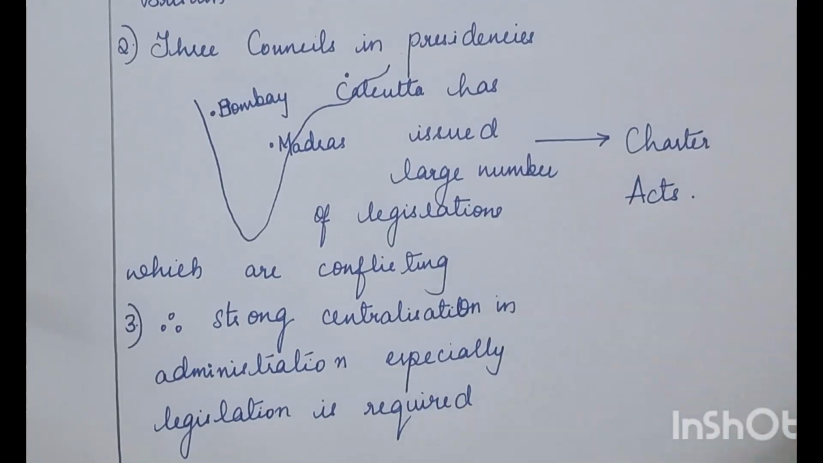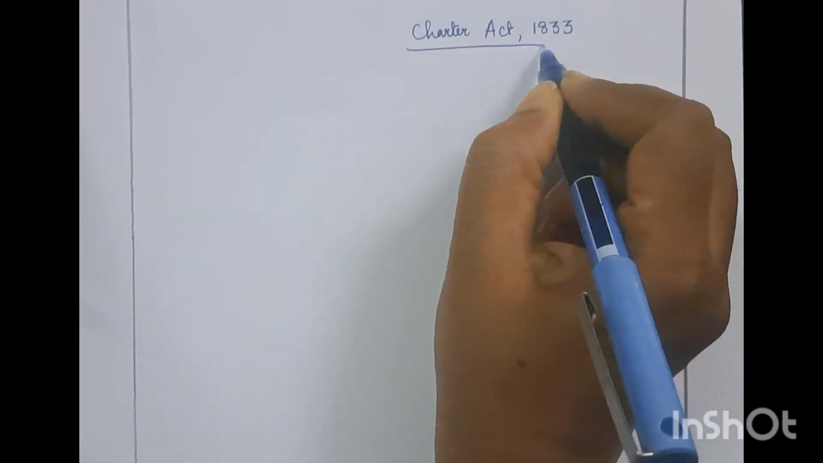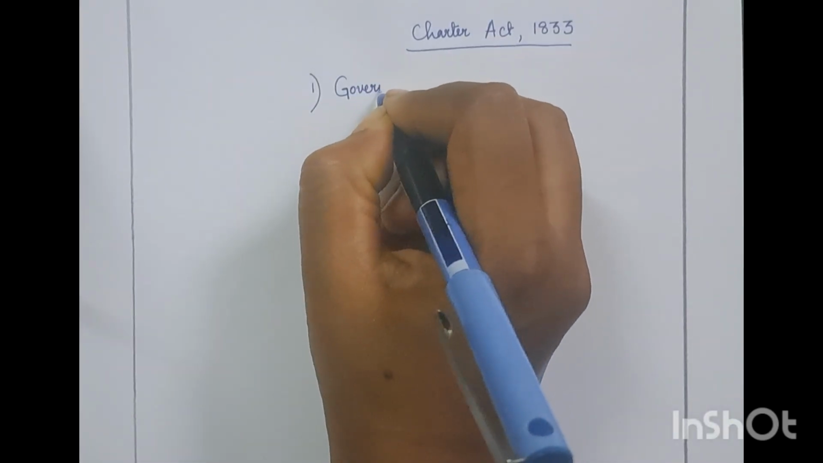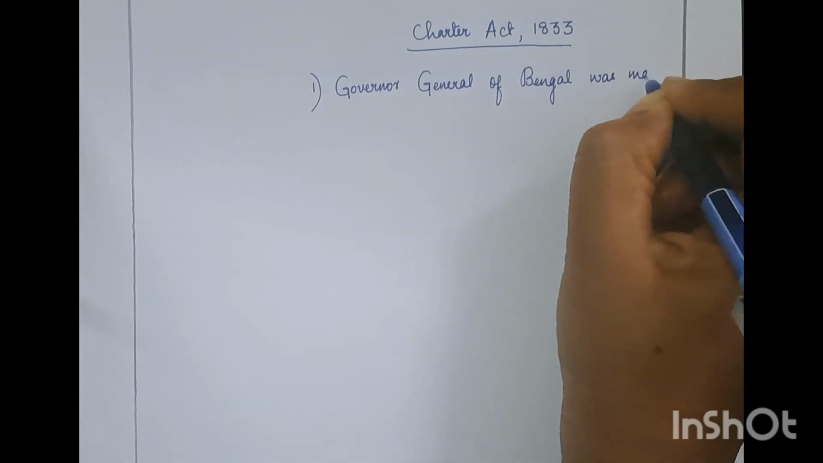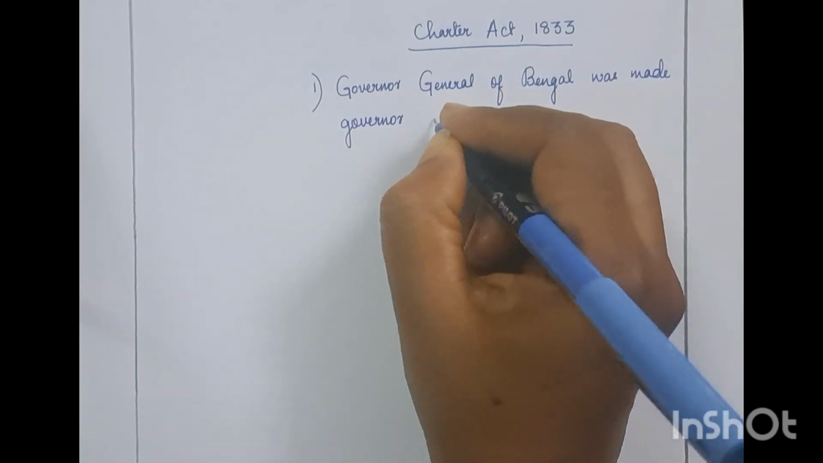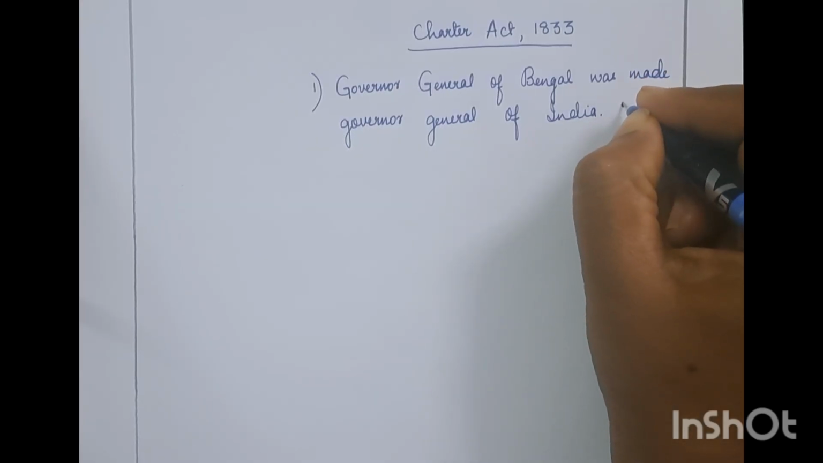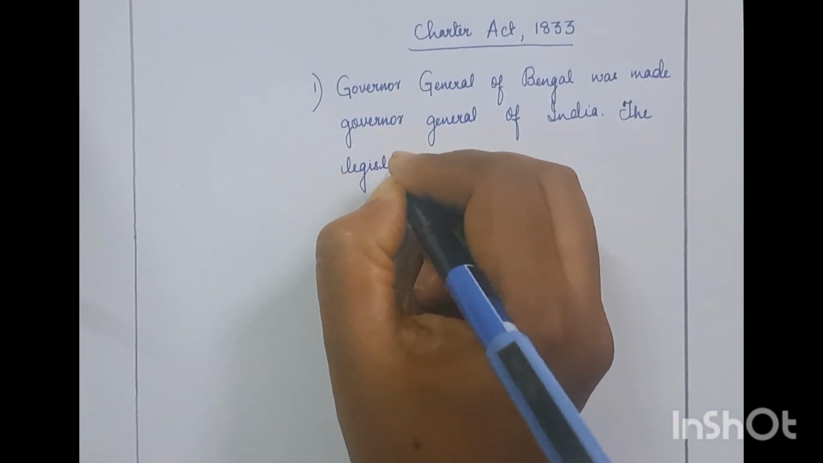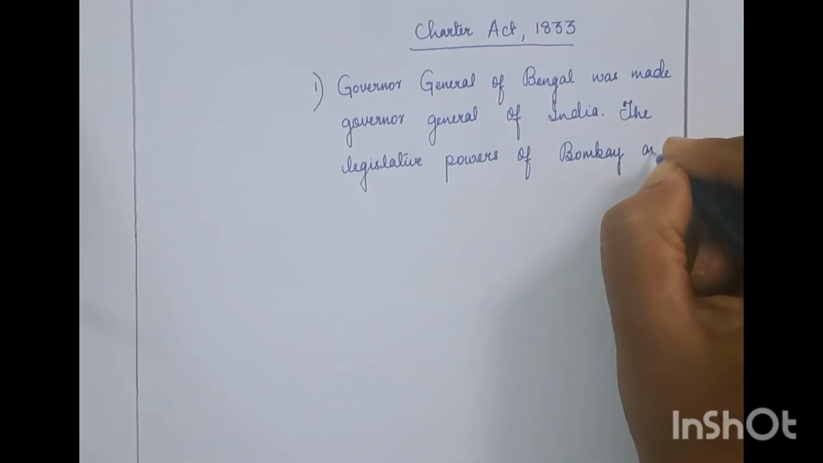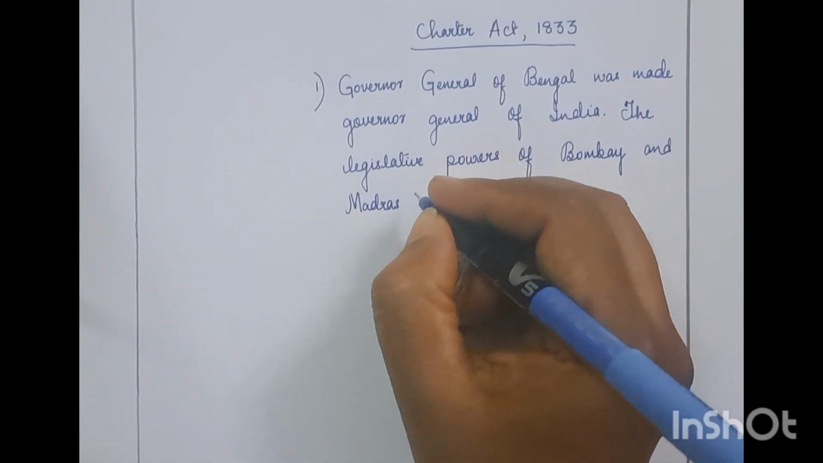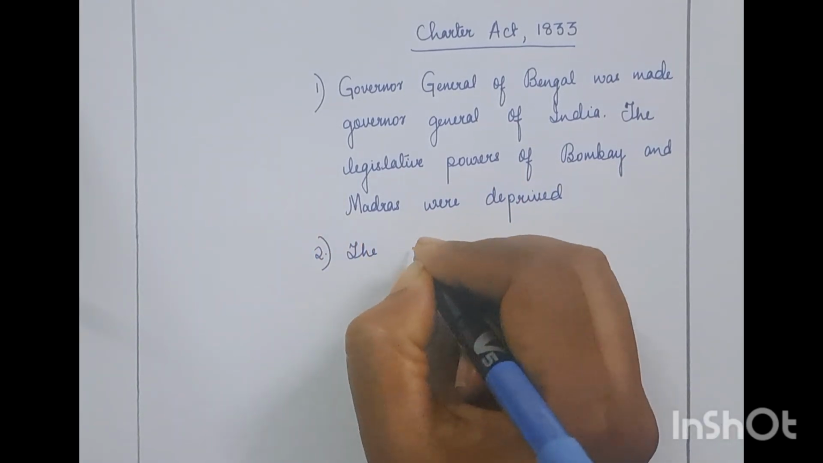The Charter Acts are made for every 20 years, and the first one is 1813, where only the renewal has taken place, and the important one is Charter Act 1833, and this act made Governor General of Bengal to Governor General of India. That is, the legislative powers of Bombay and Madras were deprived, and only the Bengal can make legislations. That is, only Governor General of India can make legislations.